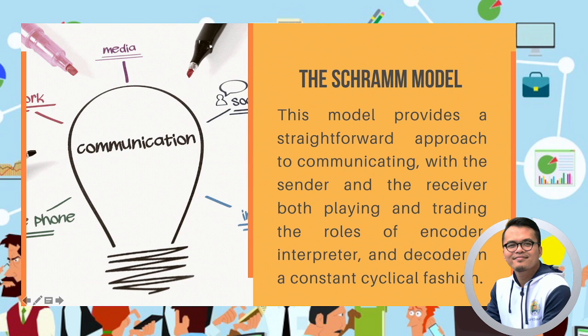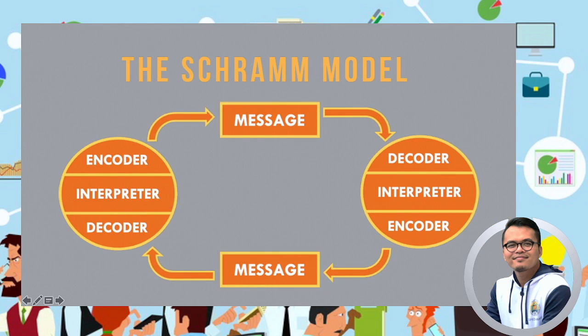The Schramm Model. This model provides a straightforward approach to communicating, with the sender and the receiver both playing and trading the roles of encoder, interpreter, and decoder in a constant cyclical fashion. This allows both parties to contribute equally and share their feedback, which indicates that the message has been received and decoded. A classic example is when you're engaging in a conversation with your friend or significant other.